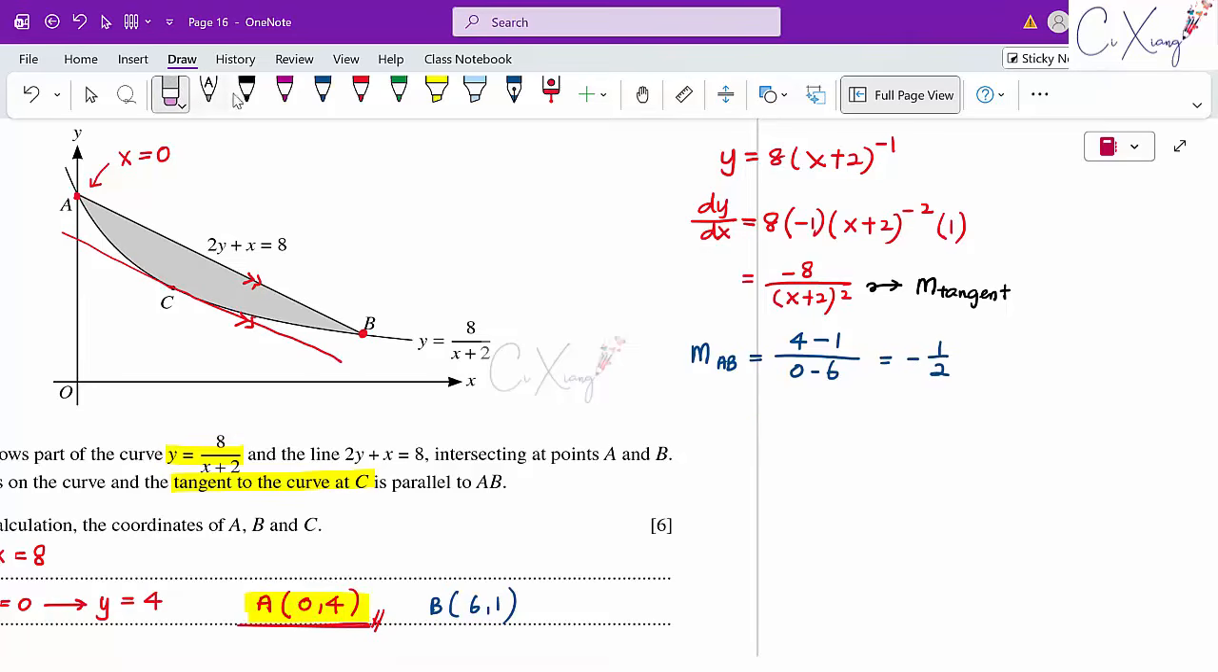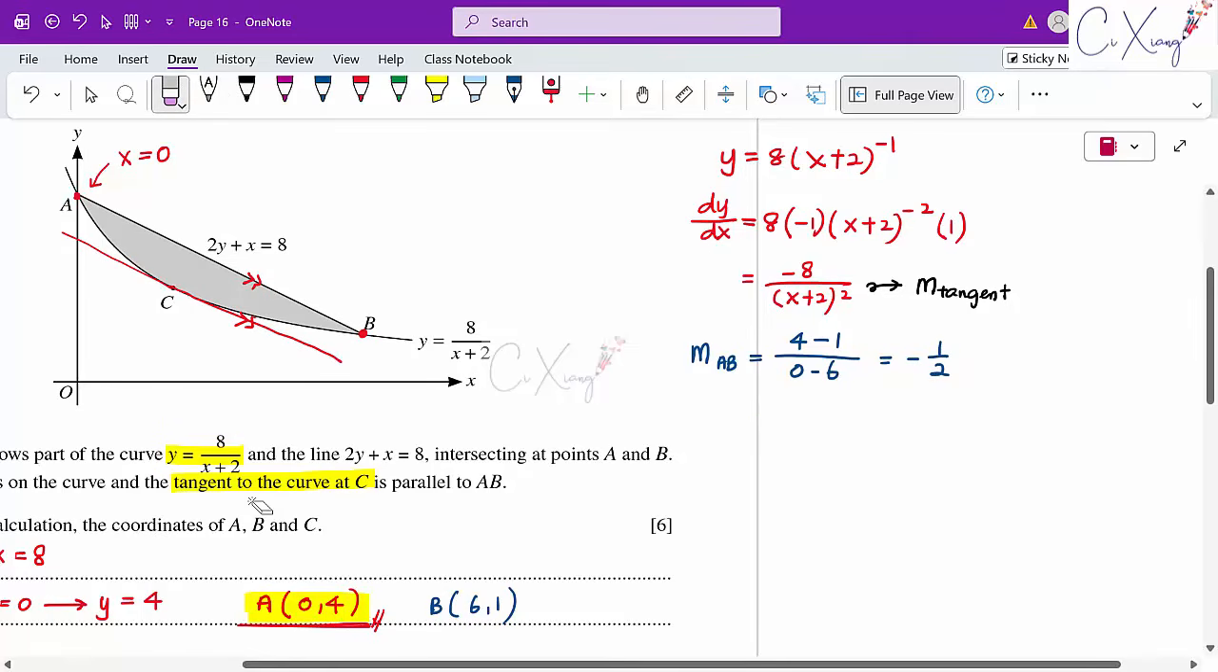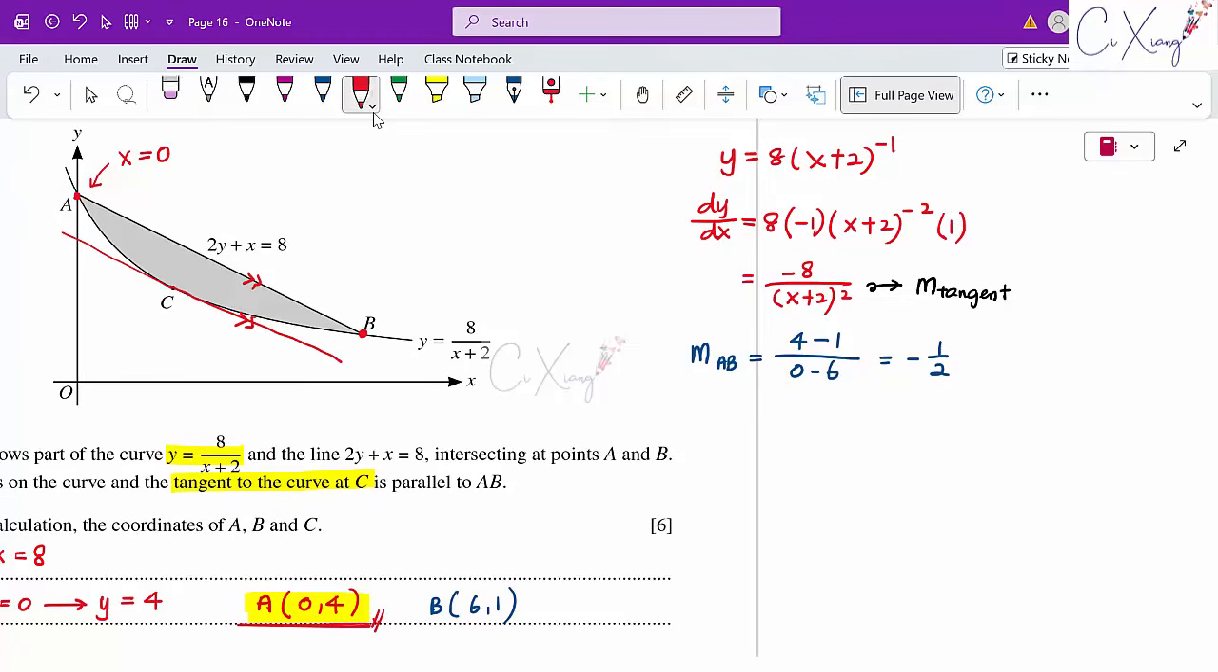Okay, all right. And in this question, since they tell you that the tangent to the curve at C is parallel to AB, this means that the gradient of the tangent should be equal to the gradient of AB when the lines are parallel. I hope you still remember this property. So I continue from here. I let the gradient at C, which is negative 8 over (x plus 2) squared, equate with negative half, the gradient of AB.